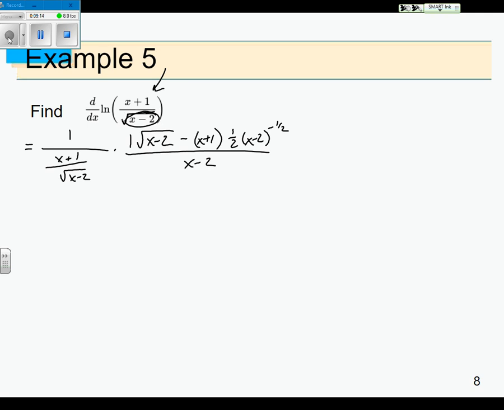We can clean this up. I got fractions inside of fractions. Well, 1 divided by something is just going to be its multiplicative inverse. So keep, change, flip, whatever you want to do, that's going to flip to this quotient. All right, now cleaning all of this up, let's see, I get the square root of x minus 2. I've got minus x plus 1.